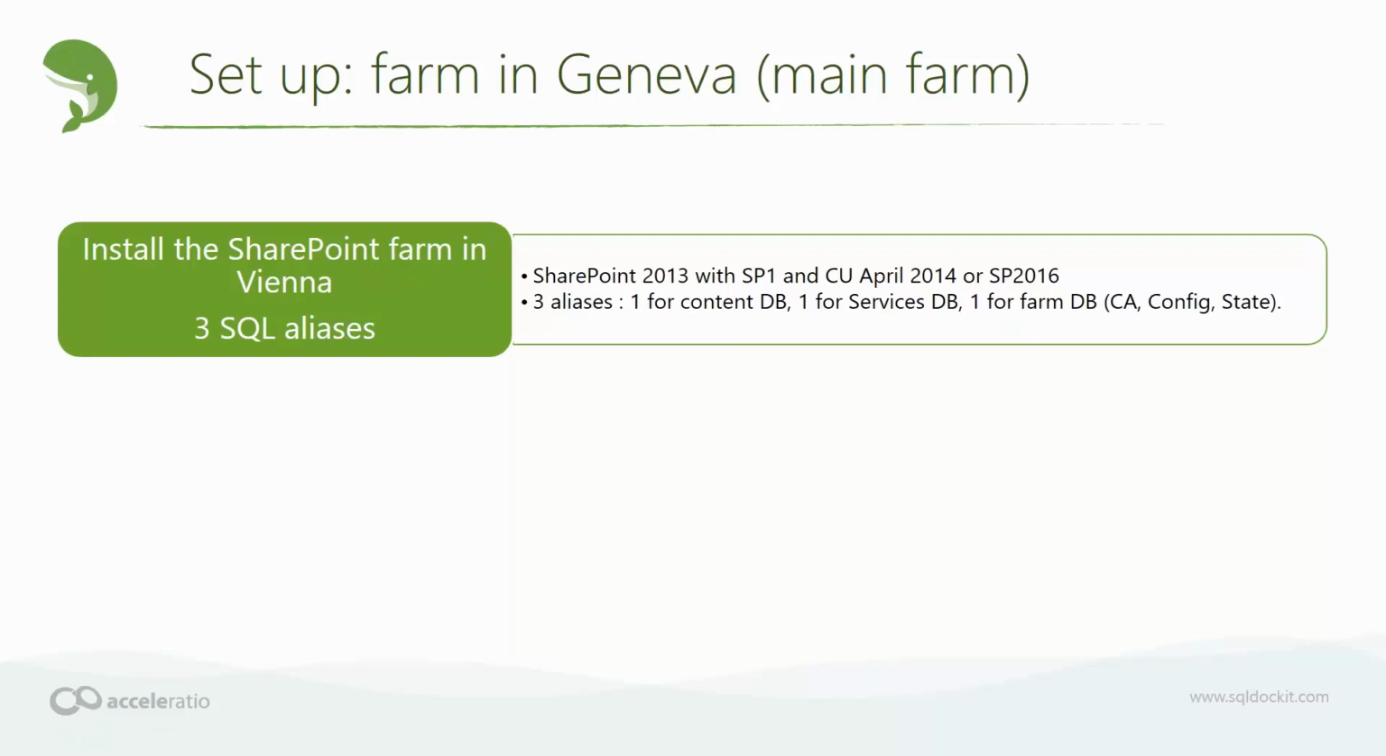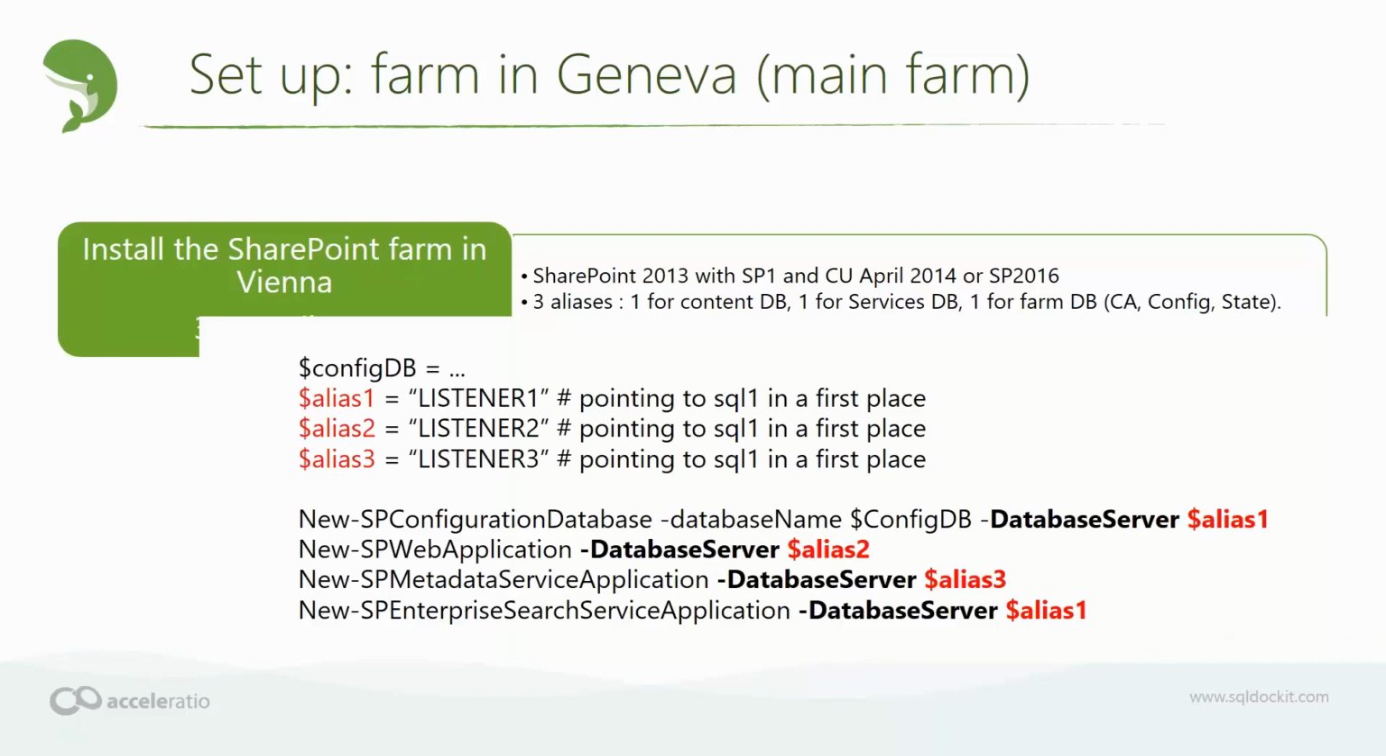Okay, so you install your farm, just 3 aliases, and then test your farm, make sure it works correctly. Well, just one thing, in PowerShell, because we all use PowerShell, when you install your farm, you should have something like this. So define your configuration database name, of course, then define 3 aliases, and for instance here, my alias 1 is listener 1, alias 2 listener 2, alias 3 listener 3. You will see why I call them listener. But in the first place, all these aliases will point to the first SQL node. So it's a normal SharePoint installation that points to one node, okay?